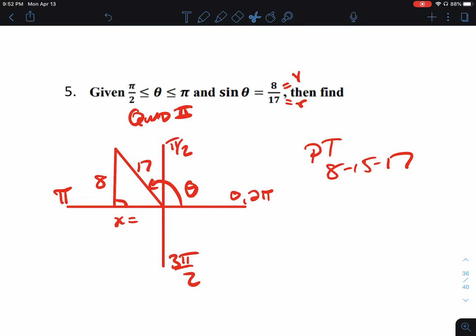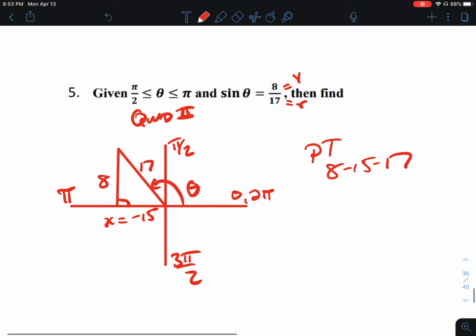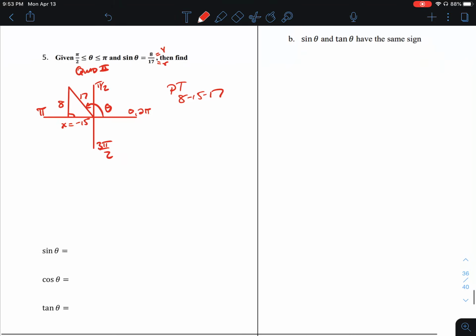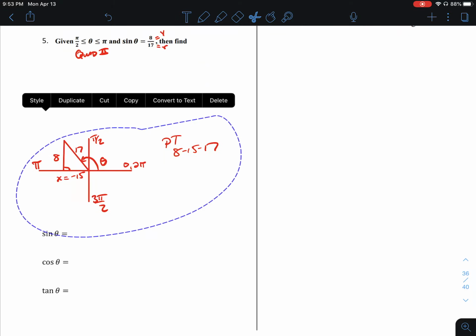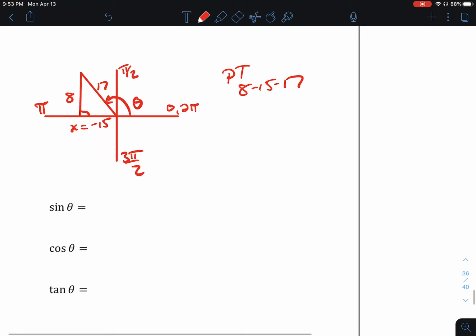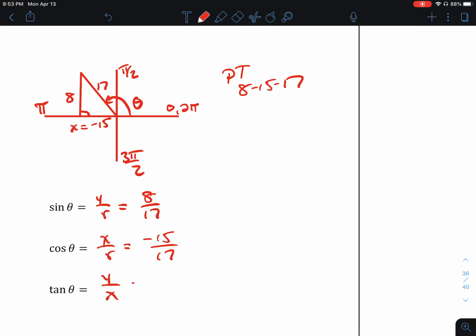Since x is in quadrant 2, it's going left. X has to be a negative 15. That sign matters. We're supposed to figure out what sine, cosine, and tangent are of this. Let me just bring this down here. Sine of theta is y over r. That's 8 over 17. The directions told us that. Cosine of theta is x over r. That's negative 15 over 17. Tangent of theta is y over x. That is 8 over negative 15.